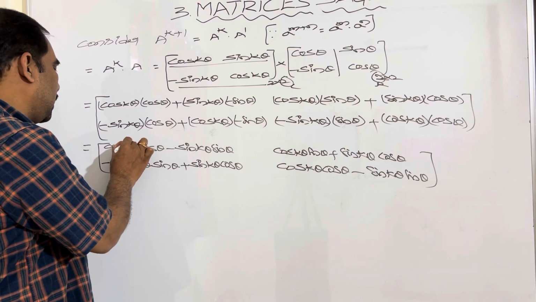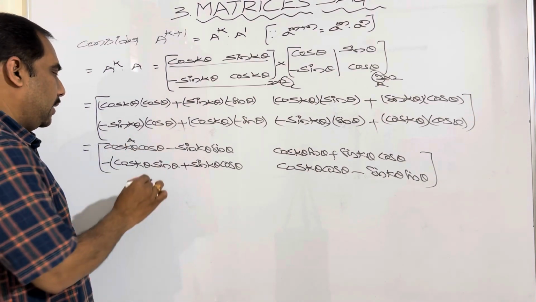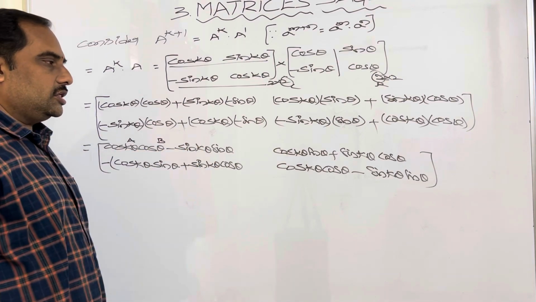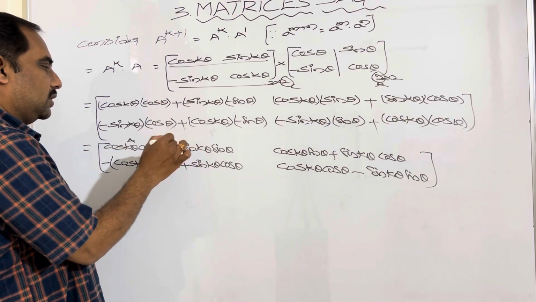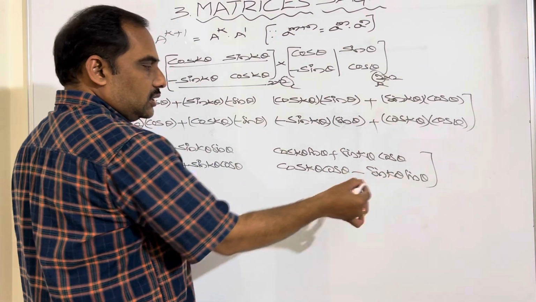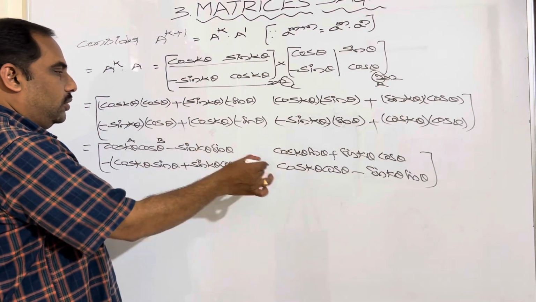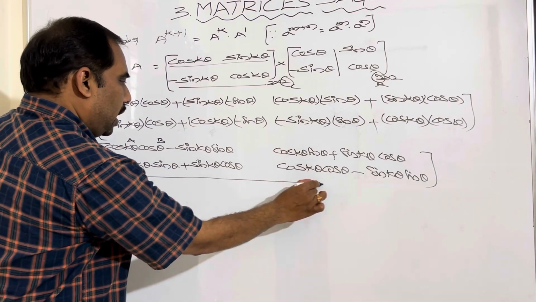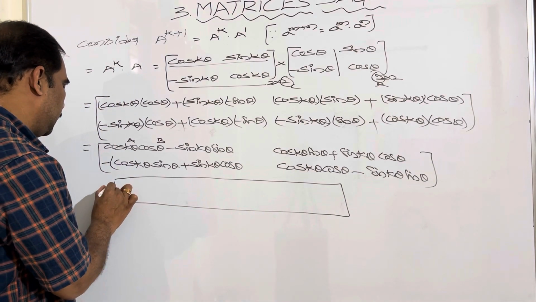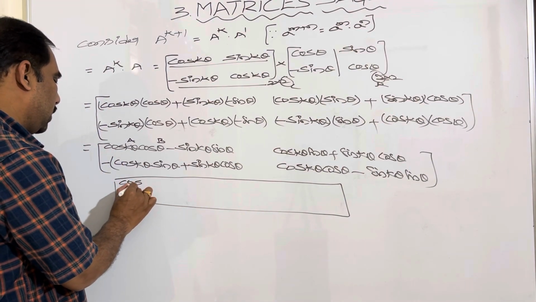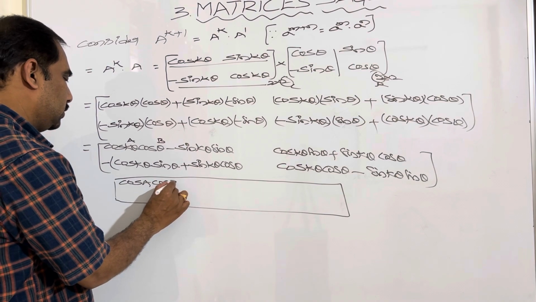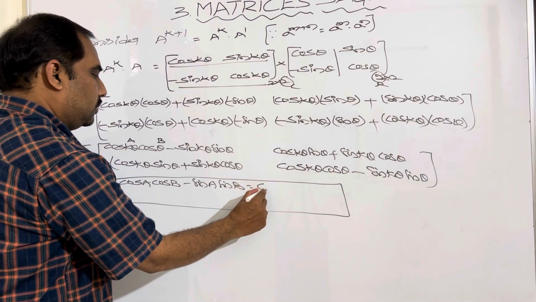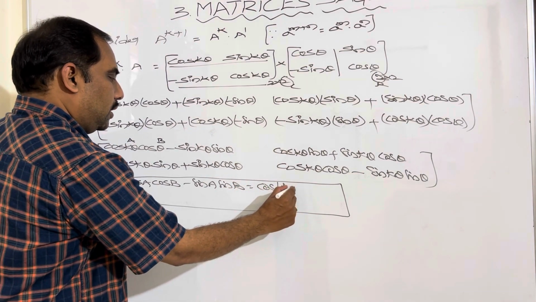See, observe here, we have two formulas. Suppose we take k theta as A and theta as B. In this matrix, the first row first column and the second row last element both have the same formula. That is cos A cos B minus sin A sin B, which is equal to cos of A plus B, we have the formula.